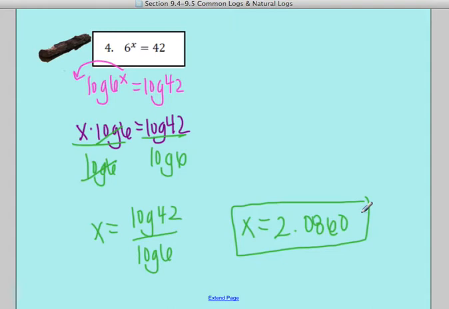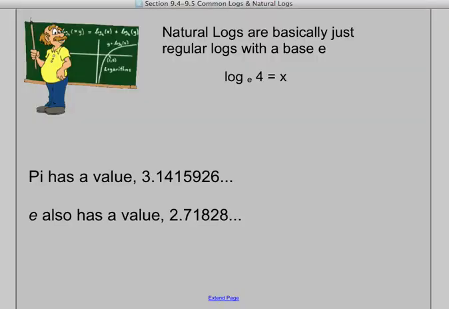Okay. So the next thing we're going to talk about is the natural log. Natural logs are basically just regular logs with a base of e. So the biggest thing to remember, from now until all the math classes you take, is that e is just a number. Okay, and e is just a value like 2.71828, and it goes on and on forever. Just like pi has a value 3.1415926, and it goes on forever.